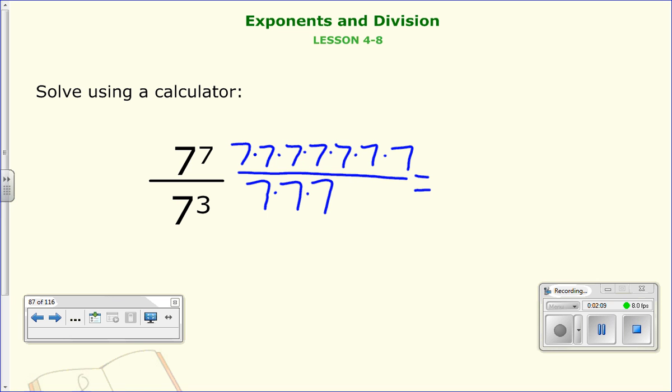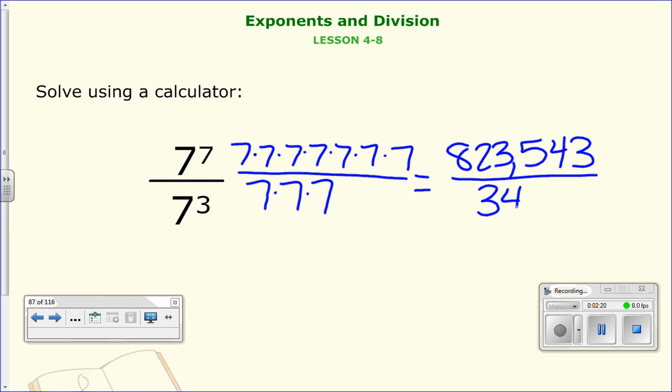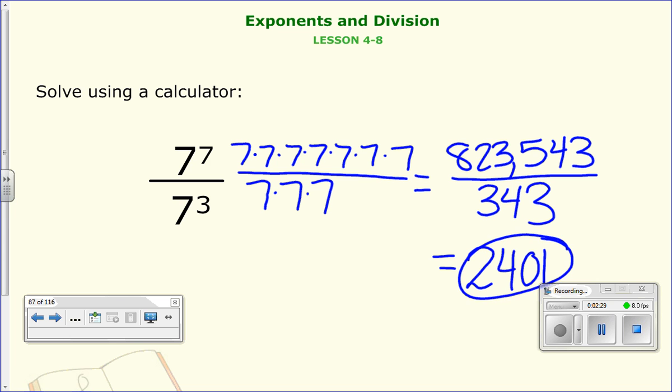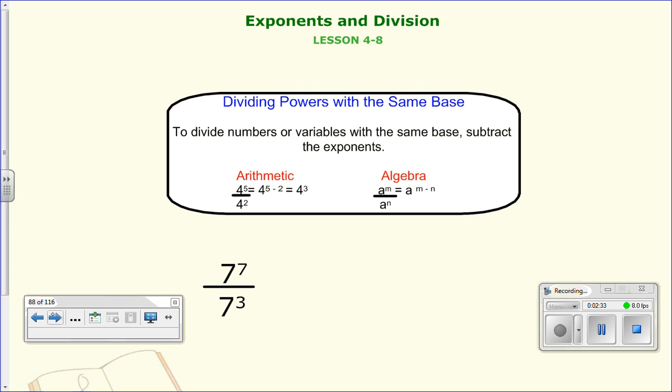If I multiply this out, the top part I get 823,543. And on the bottom, if I simplify, I get 343. I know I can divide those, and when I divide them, I get 2,401. So we've solved these before. However, tonight I'm going to show you another way to do it, and that is dividing powers with the same base.